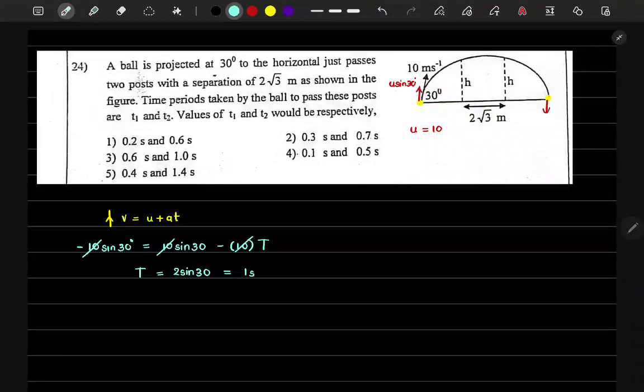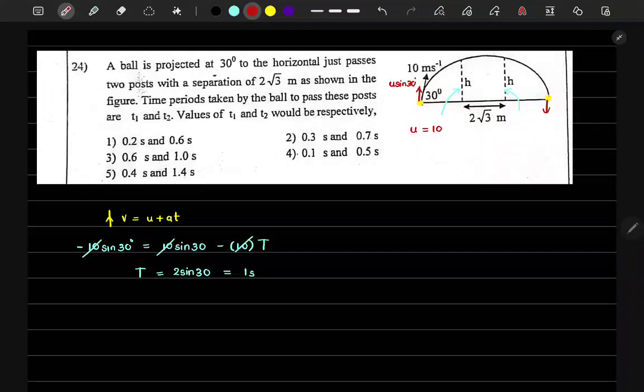Now, since the time is 1 second, before moving on to that, we have to take into consideration that if the ball is passing these two towers or these two posts, if they're just passing them, the position of these two towers should be in such a manner that it's symmetrical.